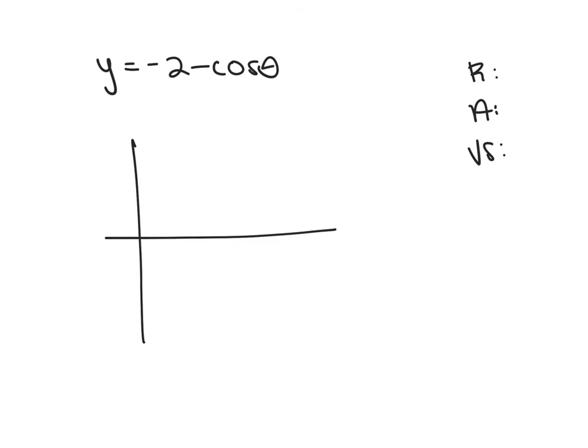Okay, last one in here. -2 minus cosine of theta. So first we look for the reflection. Since that cosine is being multiplied by a negative, essentially it's a negative cosine, that means yes, there is a reflection. And what that does to the graph, normally cosine starts at the top and kind of opens down. Due to the reflection, it means it's going to start at the bottom and then move its way up. So it's going to change that starting point for our cosine.